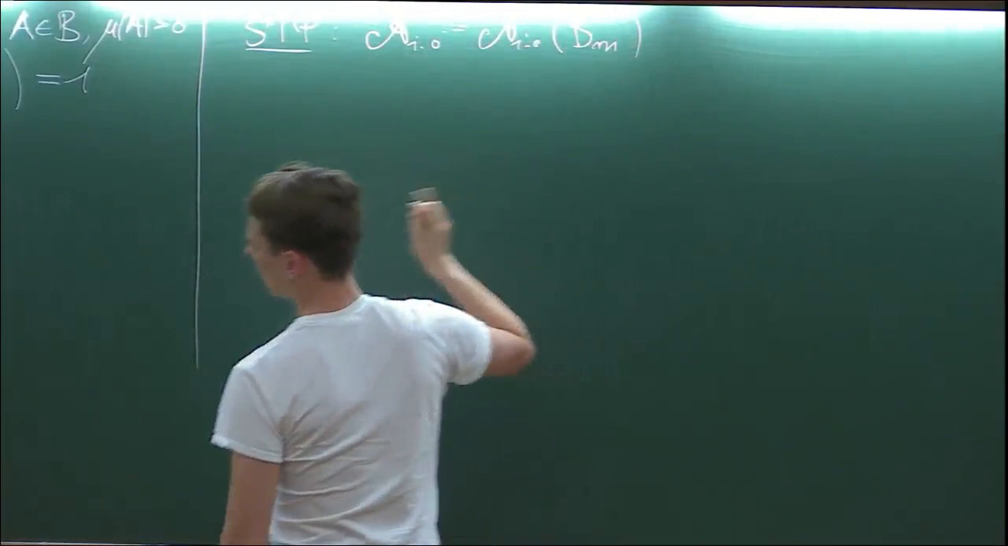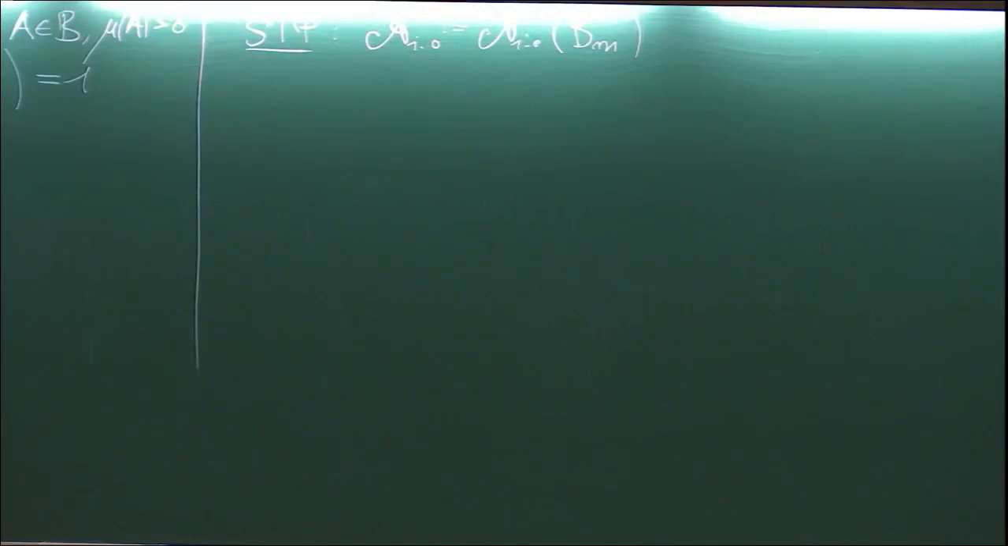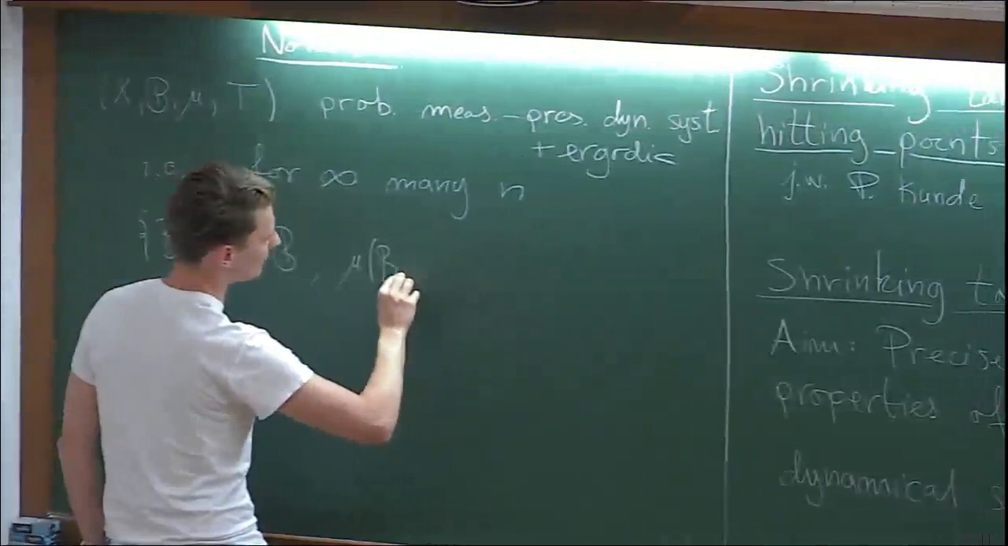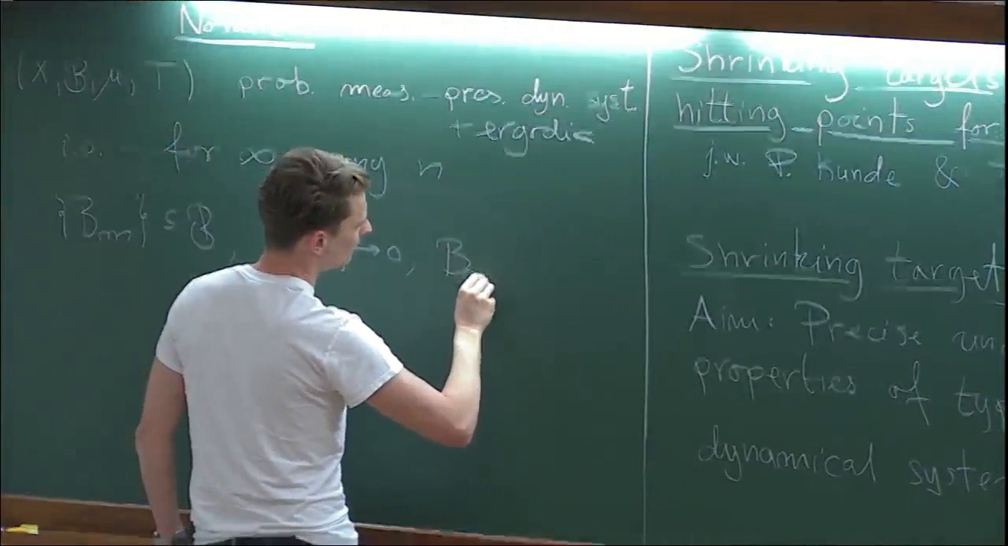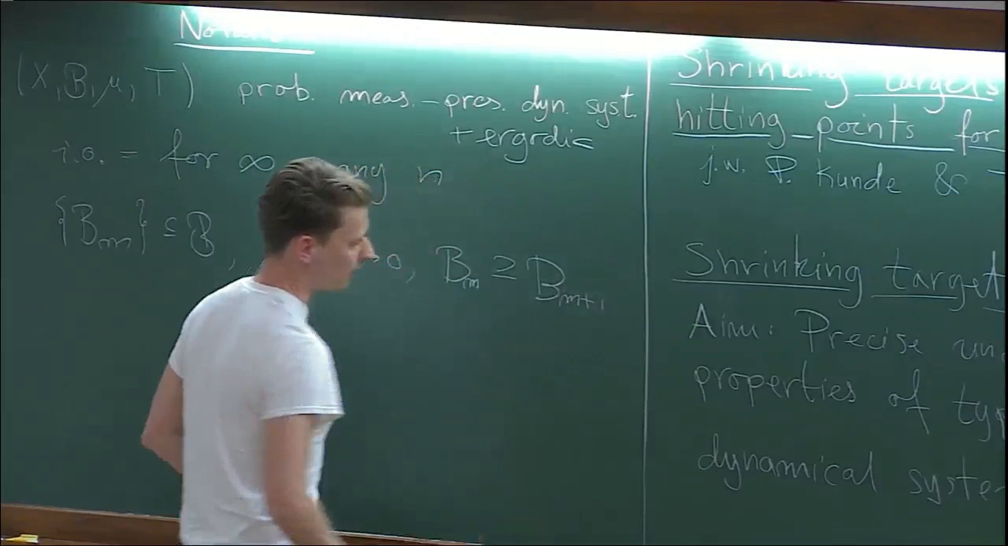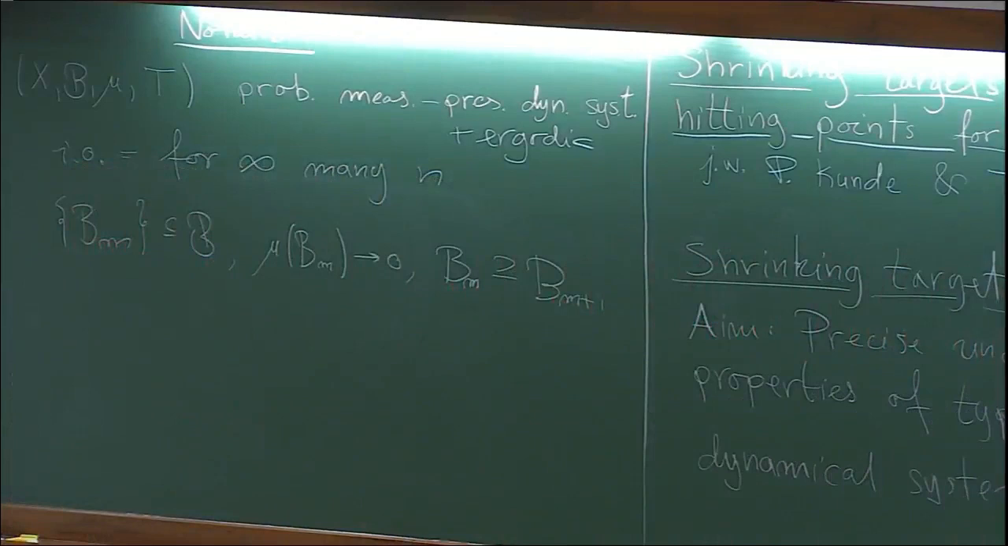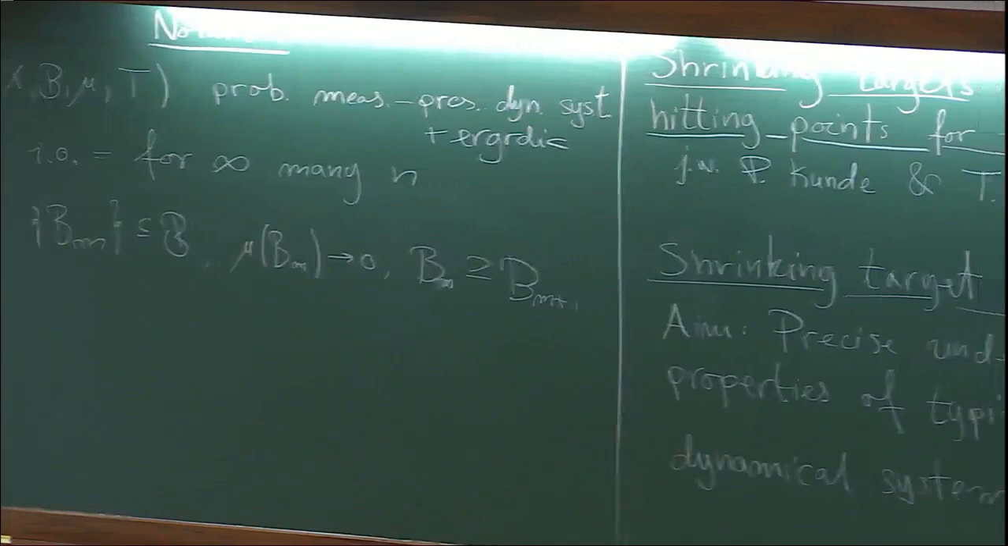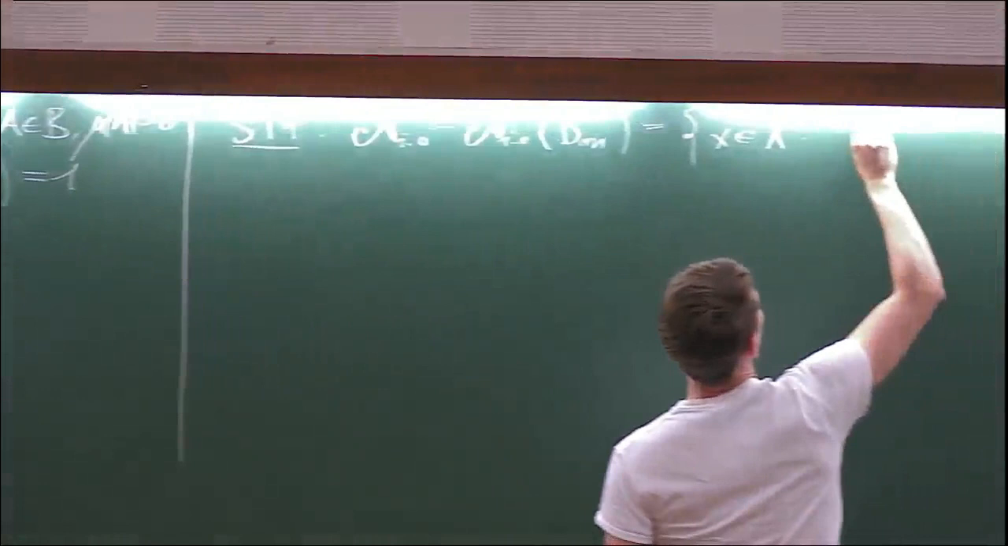I want to introduce this notation that I'm going to stick to throughout. I'm going to consider sequences of sets B_m, so they're going to be in my sigma algebra. And I'm going to assume that the measure of the B_m goes to 0. And I'm also going to assume that the set B_m contains the next one, B_{m+1}. So you can work without this assumption, but for the purpose of this talk, it's easier not to distinguish all the time, so I'm just going to assume it throughout. Then we consider this set of points x in X for which T^n x is in B_n infinitely often.